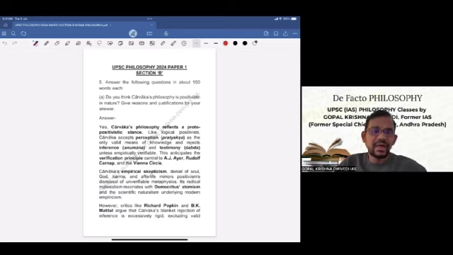So let us start without wasting any further time. Fifth question, part A reads: do you think Charvak philosophy is positivistic in nature? Give reasons and justification for your answer. Now, this question has to be replied in 150 words.